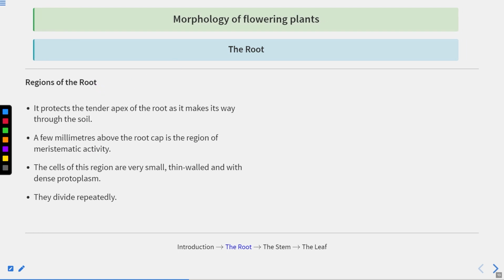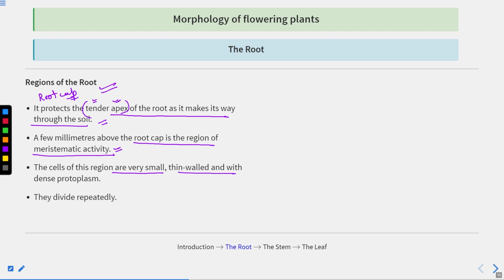Regions of the root, here we can see again, it protects the tender apex of the root and makes its way through the soil. Who is protecting? Root cap. Root cap is protecting that tender apex. Tender means a very delicate part, and that is having meristematic cell activity, right? A few millimeters above the root cap is the region of meristematic activity. The cells of this region are very small, thin walled, and with dense cytoplasm. So they are in the division phase. They are dividing repeatedly, and that is showing the meristematic activity.